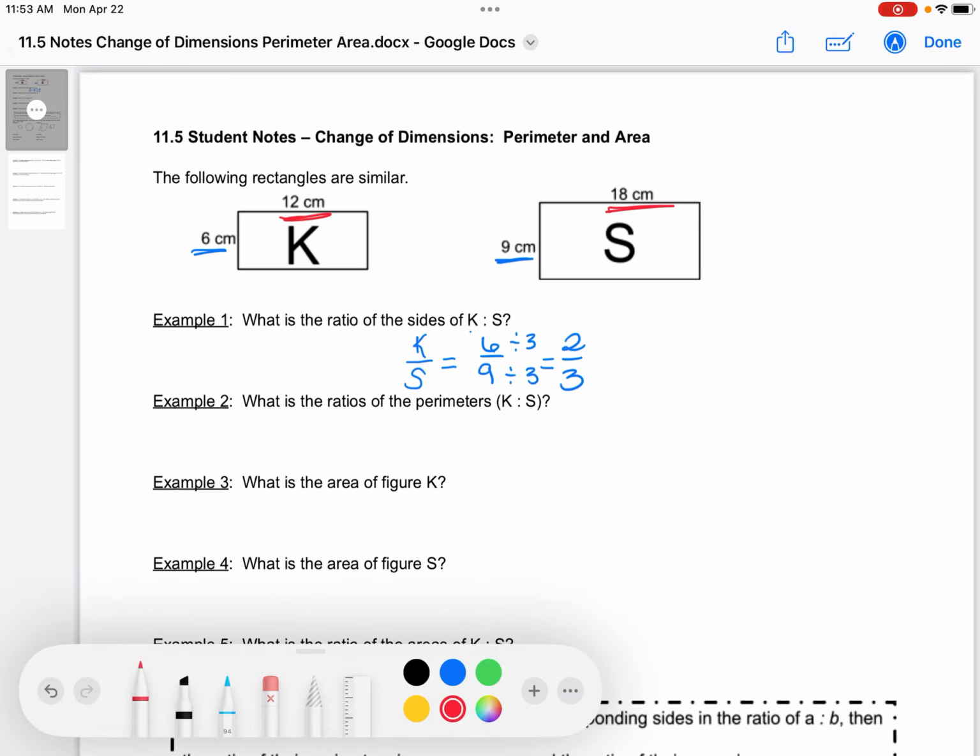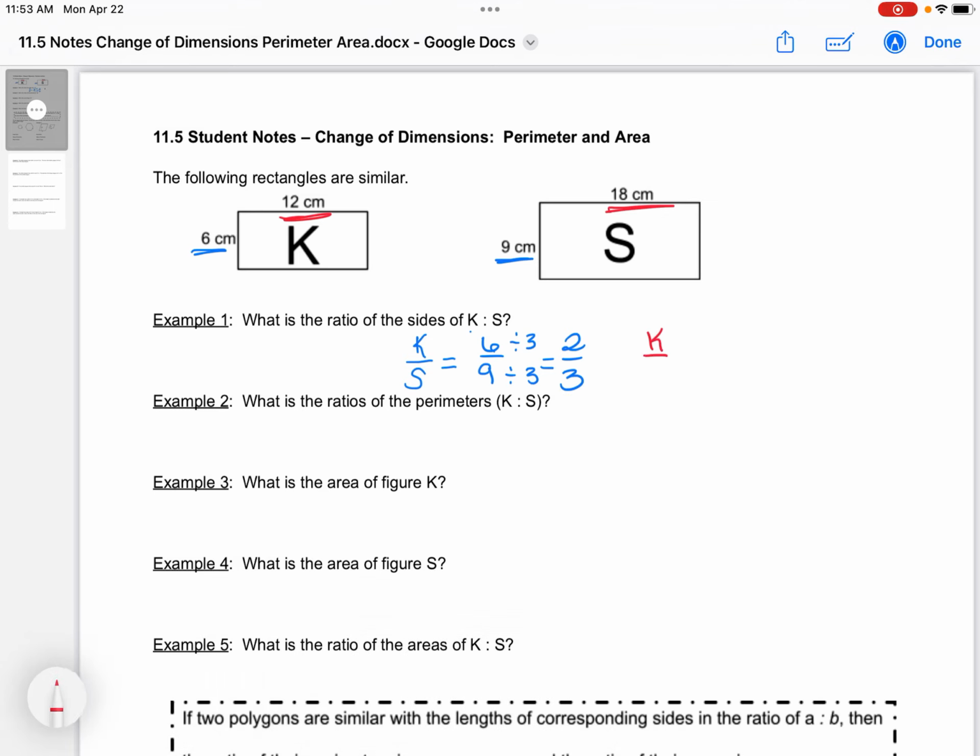So let's do the same thing with the other sides. 12 over 18. Let's divide by 6. And you get 2/3, which makes sense because if they're similar, then they're proportional, and if they're proportional, all the sides should have the same ratio.